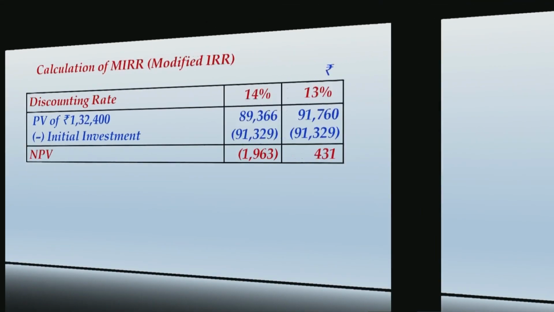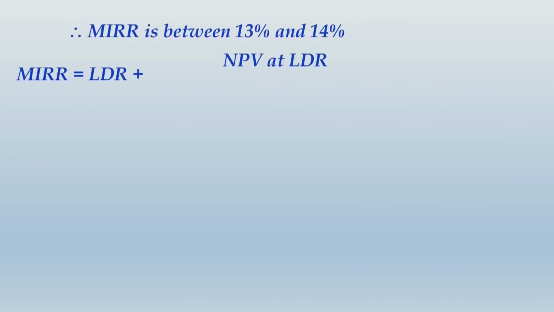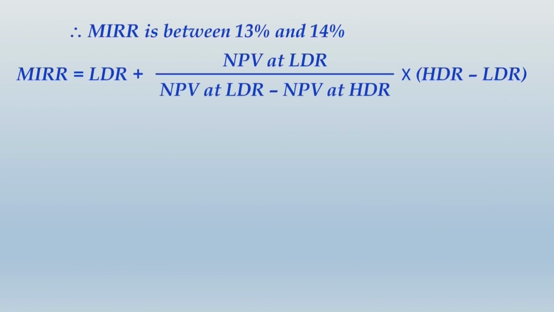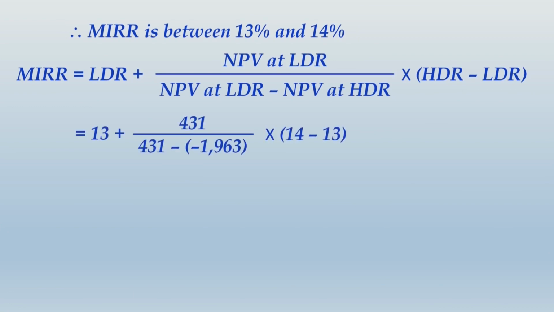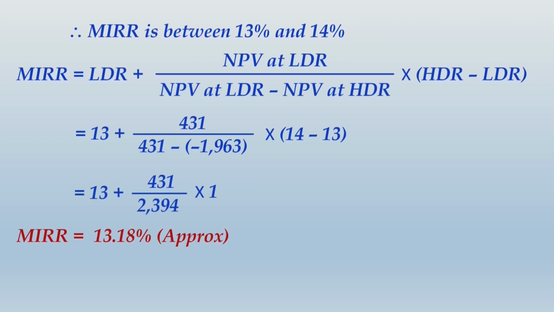Let us move ahead and now interpolate these two rates, 13 and 14%, to determine the modified IRR. We are using the same interpolation formula, and you know how to apply it. I don't have to explain this again and again. And when we find that modified IRR, it comes to exactly 13.18%.